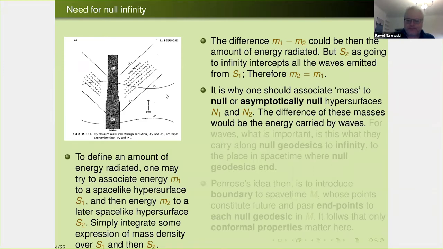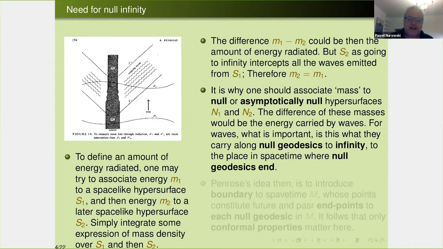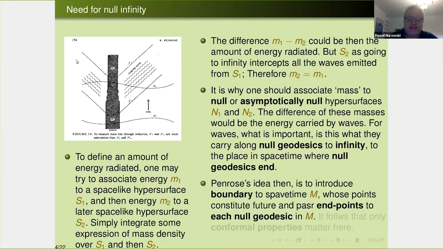And for waves, what is important is what they carry along null geodesics to infinity, to the place in space-time where null geodesics end. So one would like to see what's going on in this place where null geodesics end. So Penrose's idea is to introduce a boundary to space-time M whose points constitute future and past endpoints to each null geodesic in M. So he says, okay, to analyze radiation, I would like to have a boundary of space-time consisting of all points where null geodesics end. And again, because this gravitational radiation goes on null geodesics, only conformal properties matter here. So that's the physical motivation of introducing this conformal compactification of Penrose.